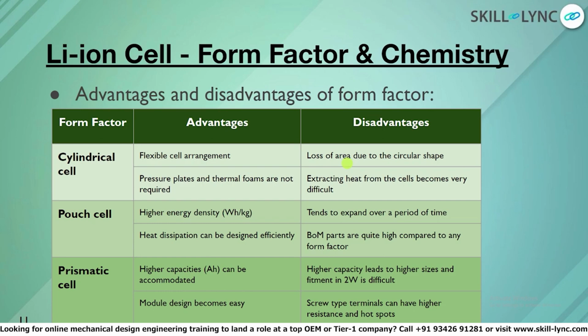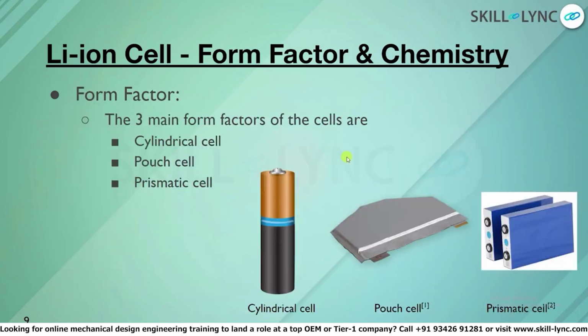And since this is a shell, it has an aluminum can, and the whole electrodes, cathodes, anodes, separators are put in that. The module design becomes easy because each cell itself holds a higher capacity. And unlike the pouch cell, now if you see, we have a pouch cell and we have a prismatic cell. This prismatic cell is thicker than a pouch cell.